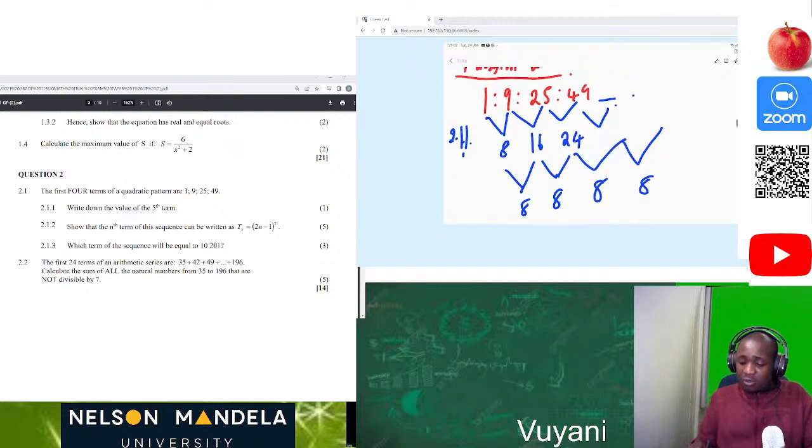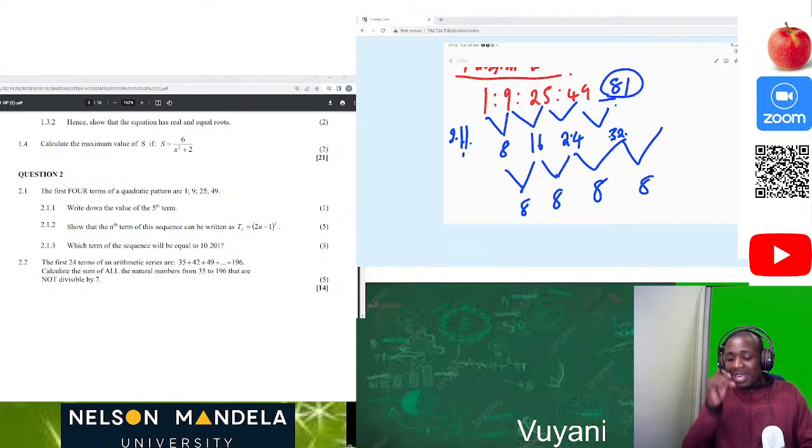So in order for us to get the next difference, we just say 24 plus 8, and we get 32 here. Then 49 plus 32 gives us 81. So the T5 term which we want is going to be 81. Our T5 in this instance is 81.